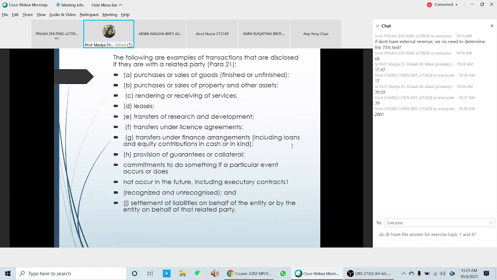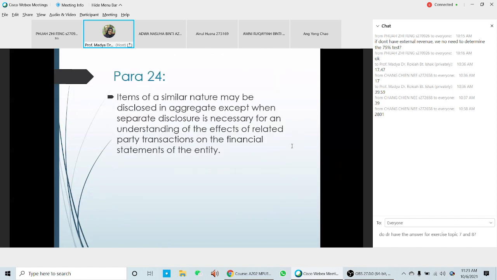Okay, this is an example of the related party transactions that need to be disclosed: sales of goods, purchase of goods, services, lease, R&D and so on. Para 24 mentions that items of a similar nature may be disclosed in aggregate, except when separate disclosure is necessary to understand the effect of related party transactions on the financial statements of the entity.